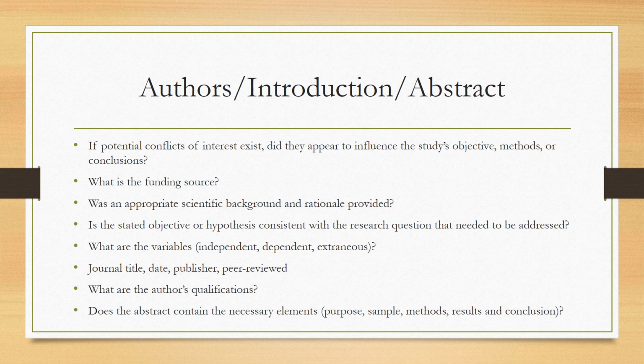What are the variables? You have the independent, dependent, and extraneous. The journal title, date, publisher, and if it's peer-reviewed. Of course it will be. And what are the author's qualifications? Does the abstract contain the necessary elements such as the purpose, sample, methods, results, and conclusion?